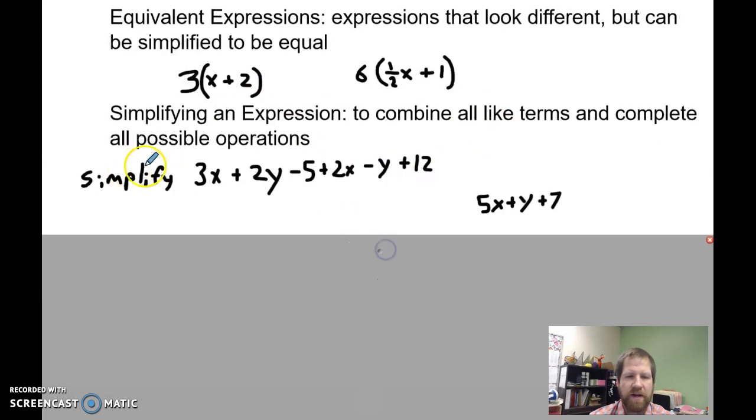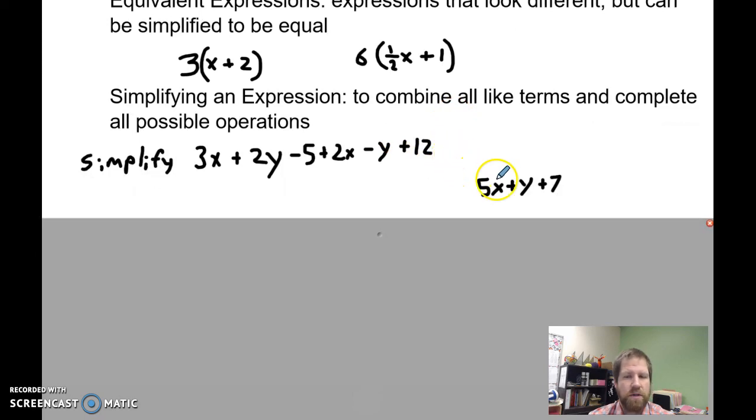When we're asked to simplify an expression, we are going to combine all the like terms that we can and complete all possible operations. Until we have a value to put into our variables, though, we can't complete these additions, right? We can't combine these terms because they're not like terms. They're different. This x could be 1,000 and this y could be 1. So I can't add them together until I know what they are. So this would be a simplified expression for this expression.